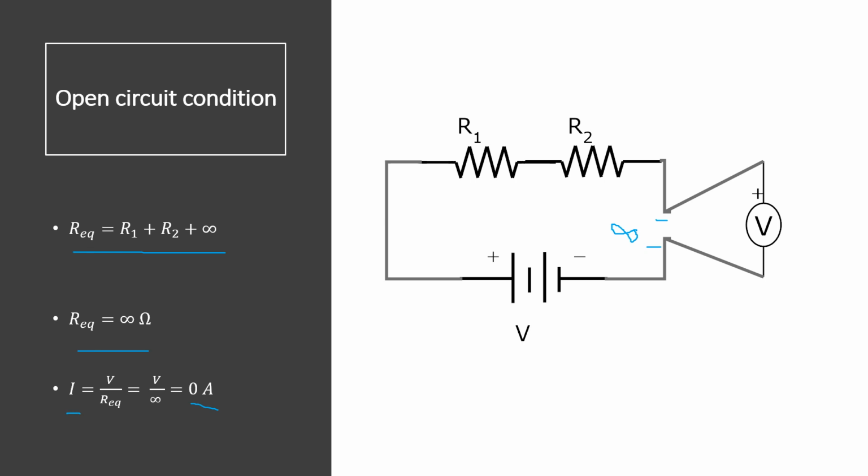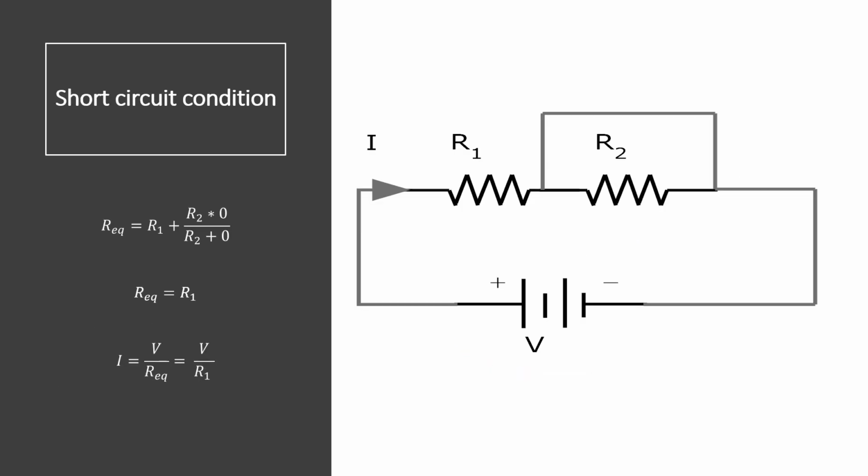However, if you connect any voltmeter at these particular terminals, then you will get a potential difference over here. Now in this case, what will be the potential difference? See, the voltage V is applied and current is not passing through the circuit. That's why the voltage drop across R1 is 0 and the voltage drop across R2 is 0. That's why this voltmeter will show you reading V. That means it will show you the supply voltage.